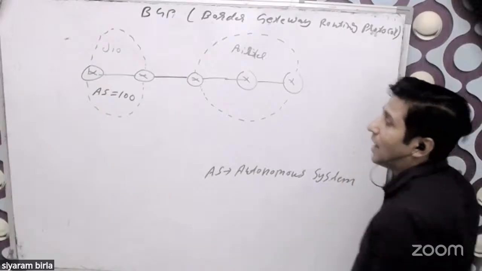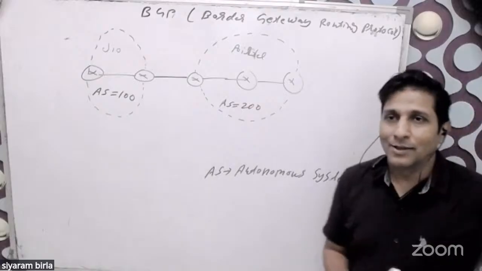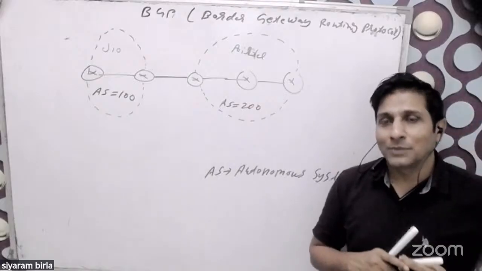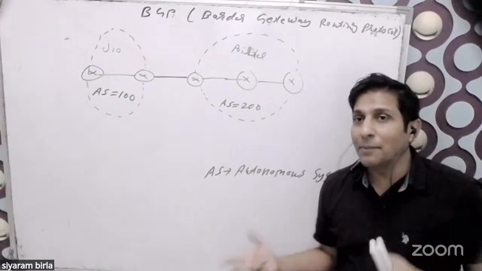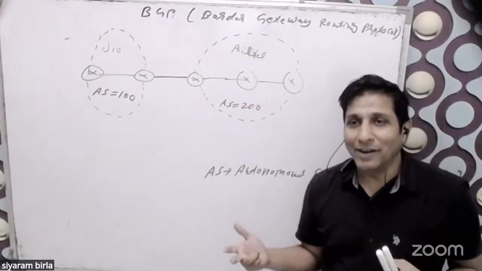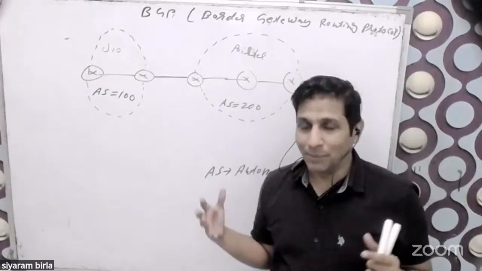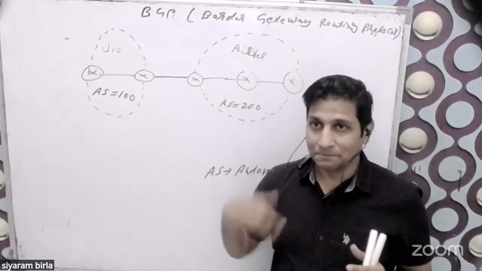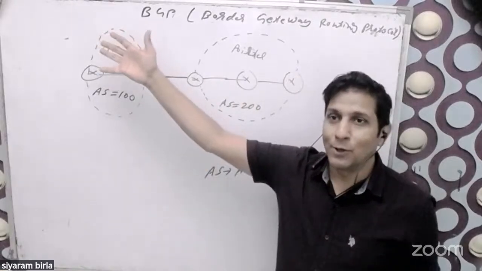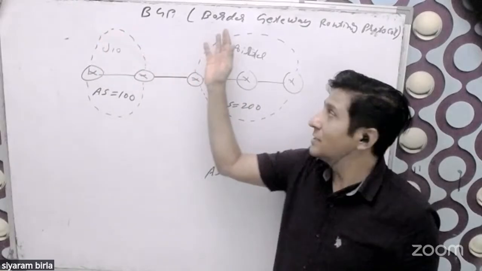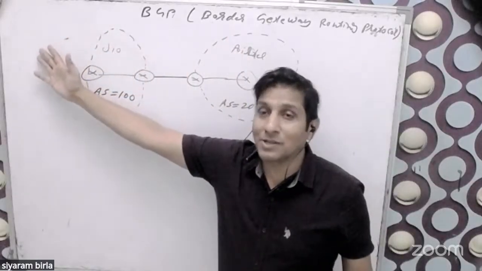Suppose this one's AS number is 100, and this one's AS number is 200. So what is the AS number? In the world, God did not create country boundaries. According to our people's selection, groups of people created countries. Similarly, in the internet, this is Airtel, this is Jio, and this is another ISP, Tata.